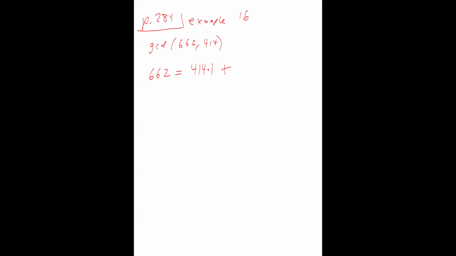So how do I find the remainder after dividing 414 into it? Well, 414 times 1 is just 414. So I have to subtract 414 from 662 to get the remainder.